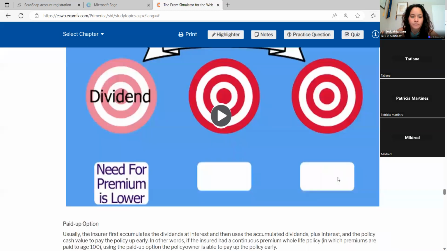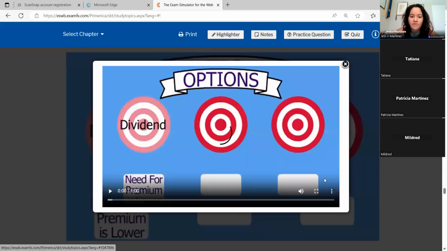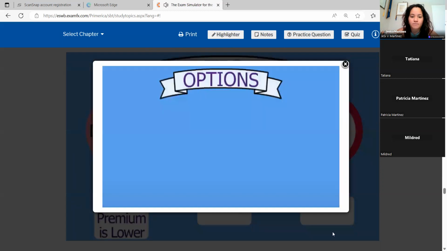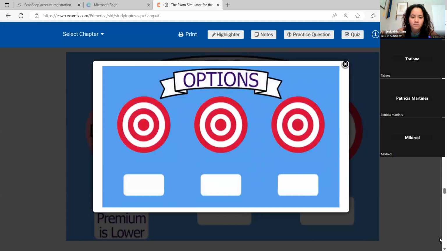Perfect. Let's go over the options again, in which you can receive the dividends. This example will help you remember what triggers each category of options, and which options will be automatically implemented if the policy owner failed to select one of them.